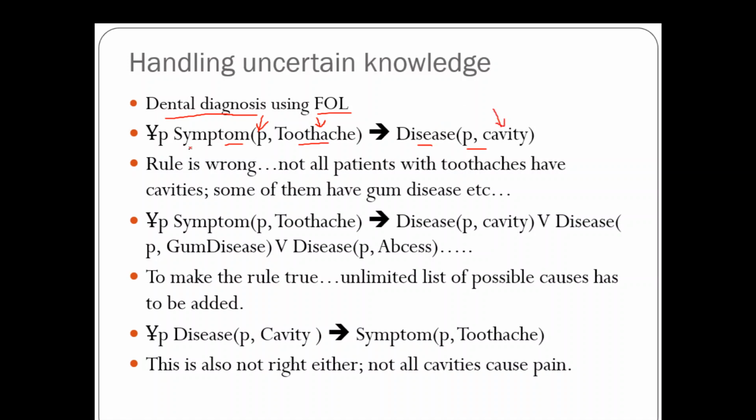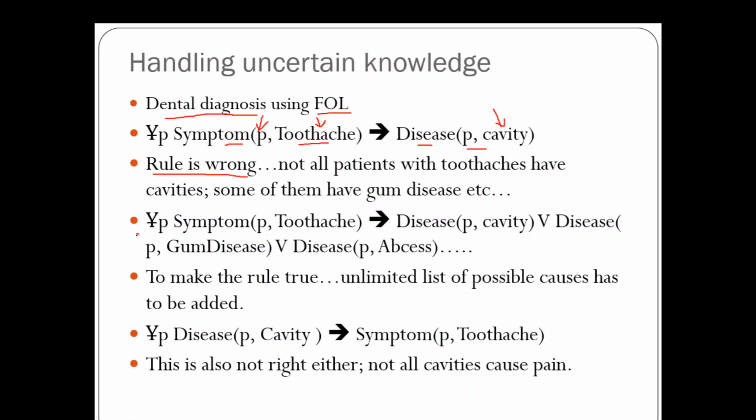Now this is actually a wrong rule. This rule is not correct, because this rule says that whenever a person is having toothache, he is having a cavity, but that need not be the case. Someone may have toothache for some other reason. They may have some gum problem or some other issues. So it's not that always a person with toothache should have cavity. So now how do we change this rule?